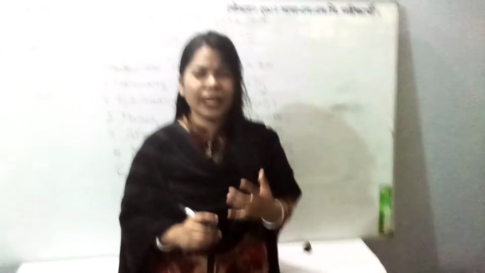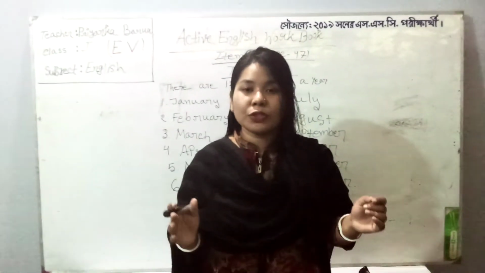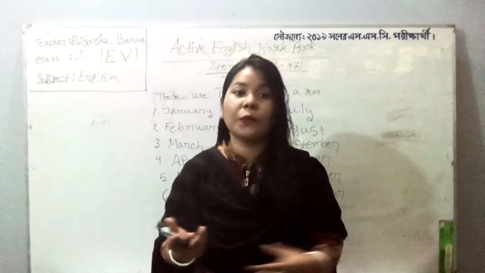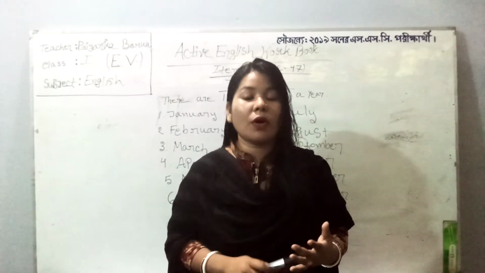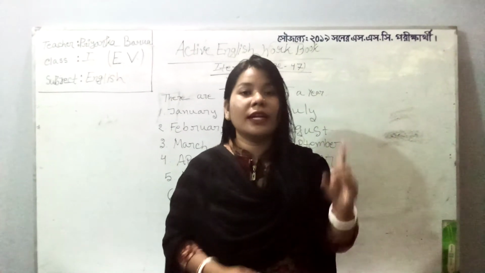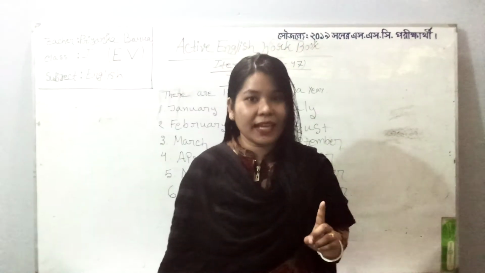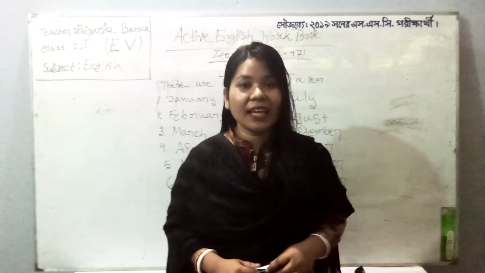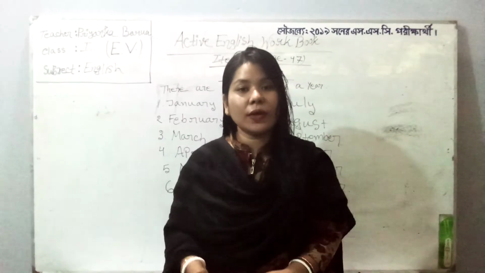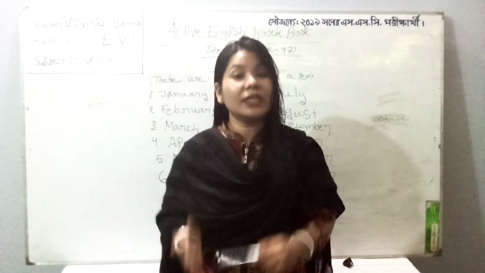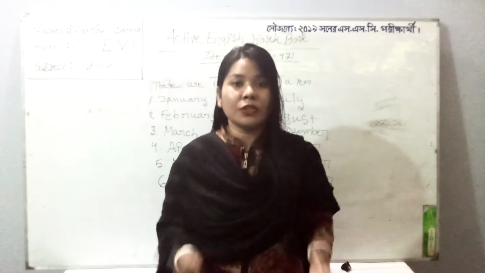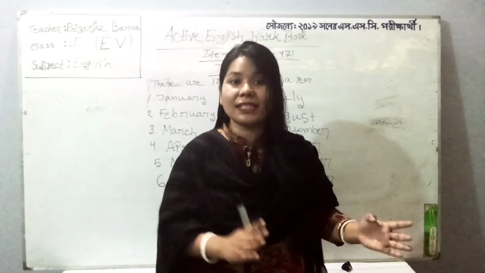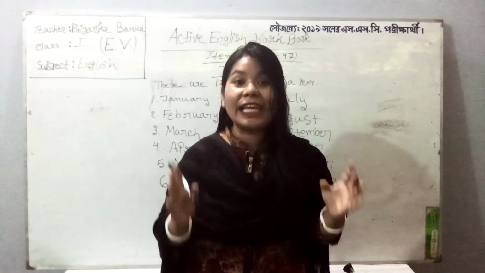I know you are very familiar with the names of the months. So how many months are there in a year? We know there are 12 months. And what are the names? The names of the 12 months are: number 1 is January, 2 February, March, April, May, June, July, August, September, October, November and December. So there are in total 12 months in a year. That means that 12 months make a complete year.